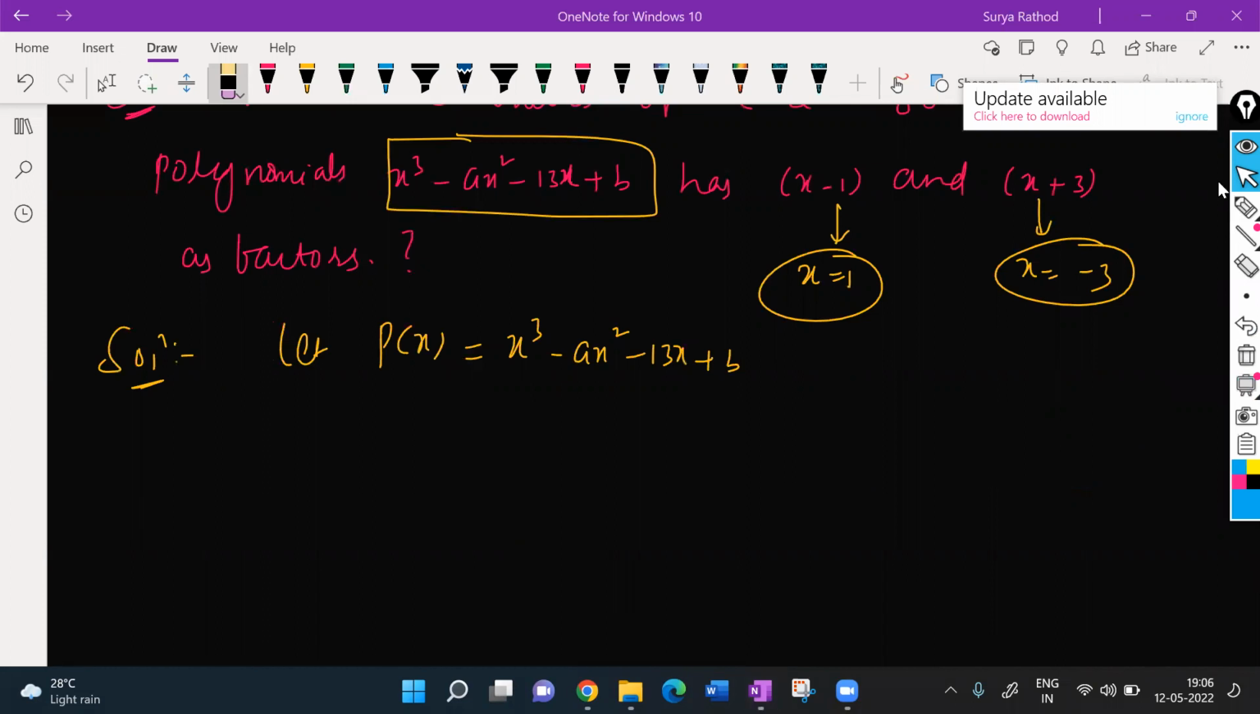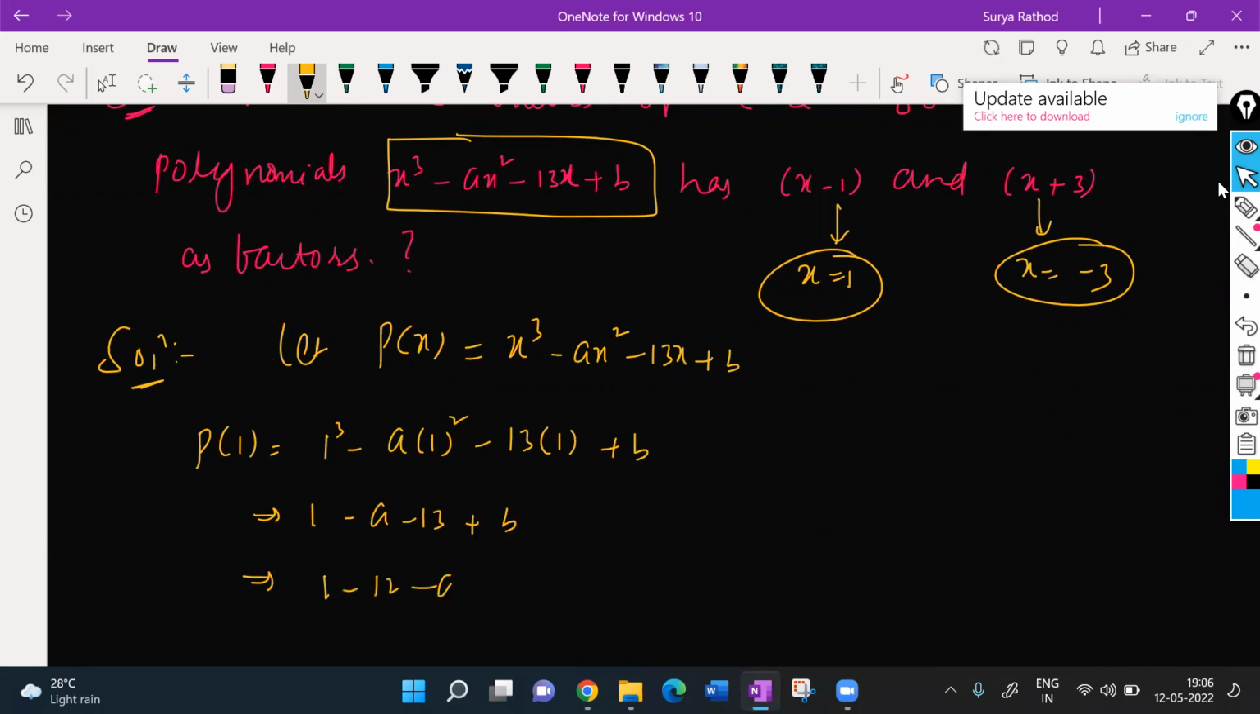So what am I doing now? Look, I'll be substituting x value 1. So P of 1: 1 cubed is 1, minus a times 1 squared, plus b. So 1 minus a minus 13 plus b. So what is this? 1 minus 12 minus a plus b. So a is equal to b minus 12.